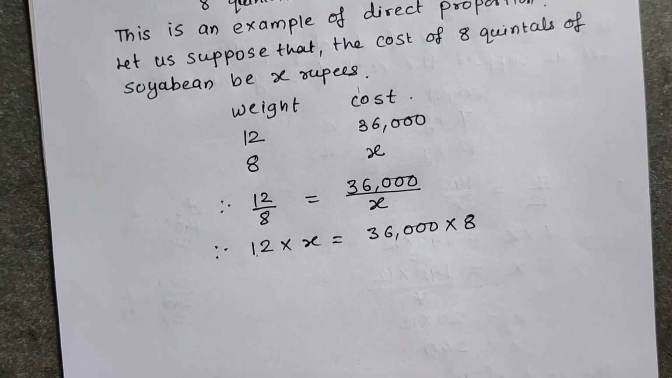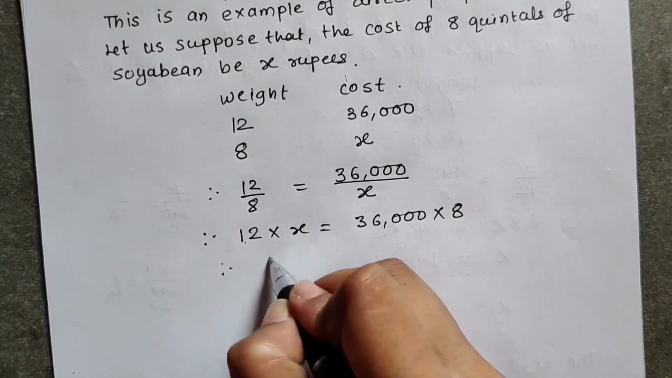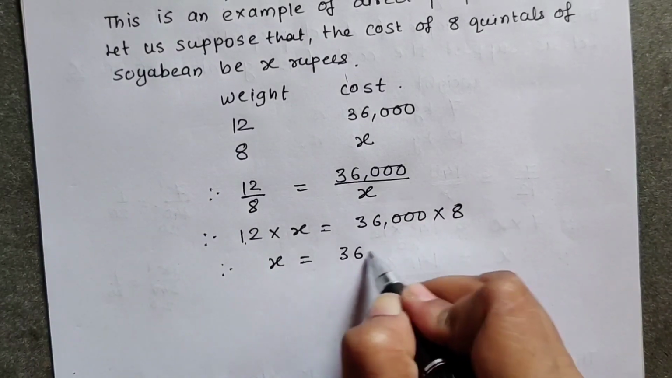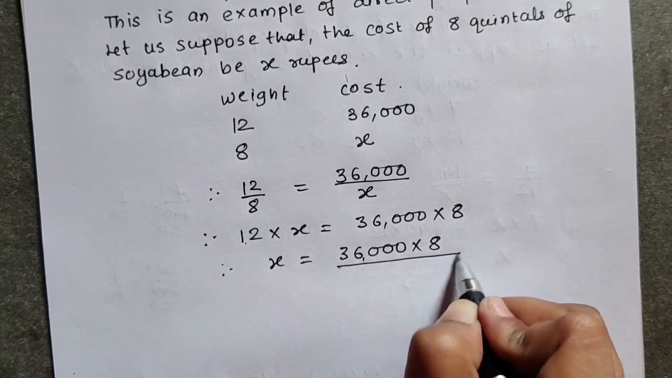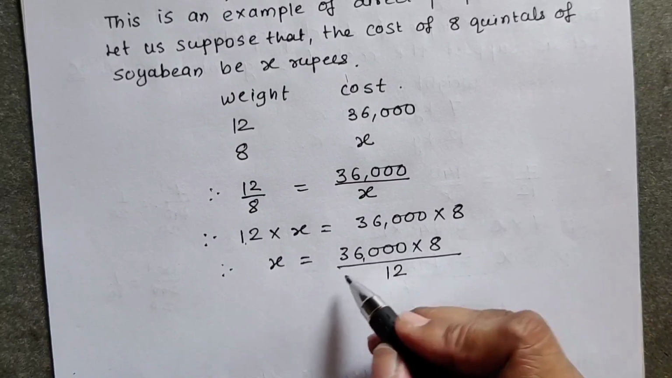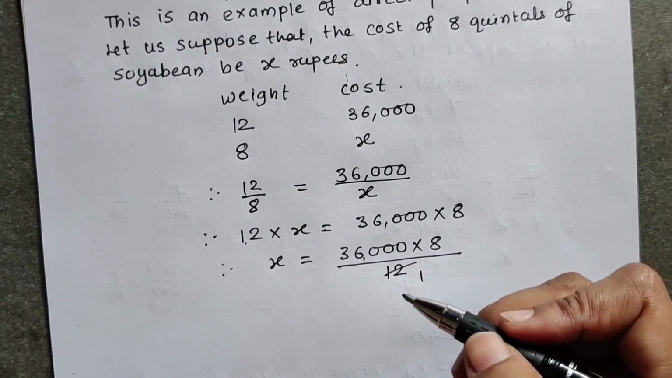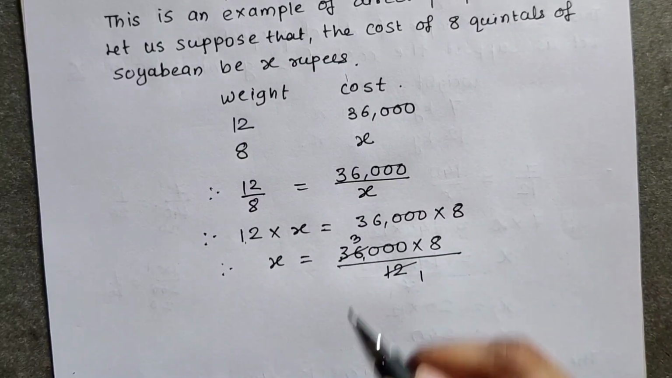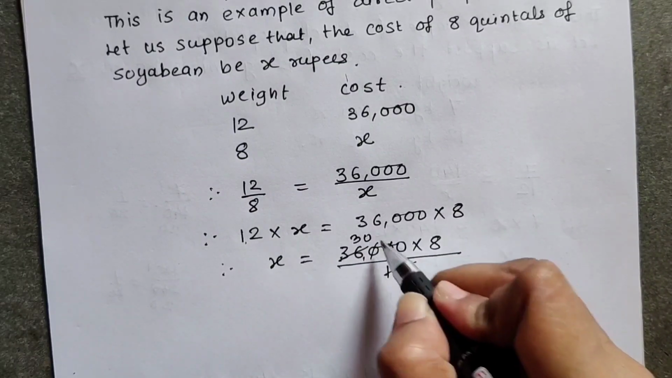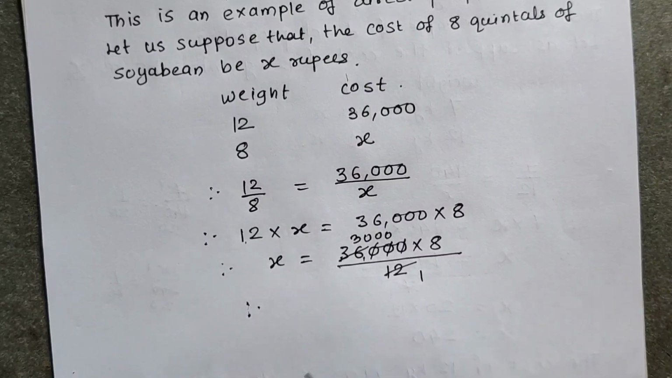Now we will transfer this 12 from left hand side to the right hand side. It will become divide by. Now see, x as it is, we have to write 36,000 multiplied by 8 and upon this 12. Now we will cancel this 36,000 by 12. 12 ones are 12, 12 twos are 24, 12 threes are 36. Now 12 zeros are 0. So this 12 is getting cancelled totally. Denominator we are getting 1.